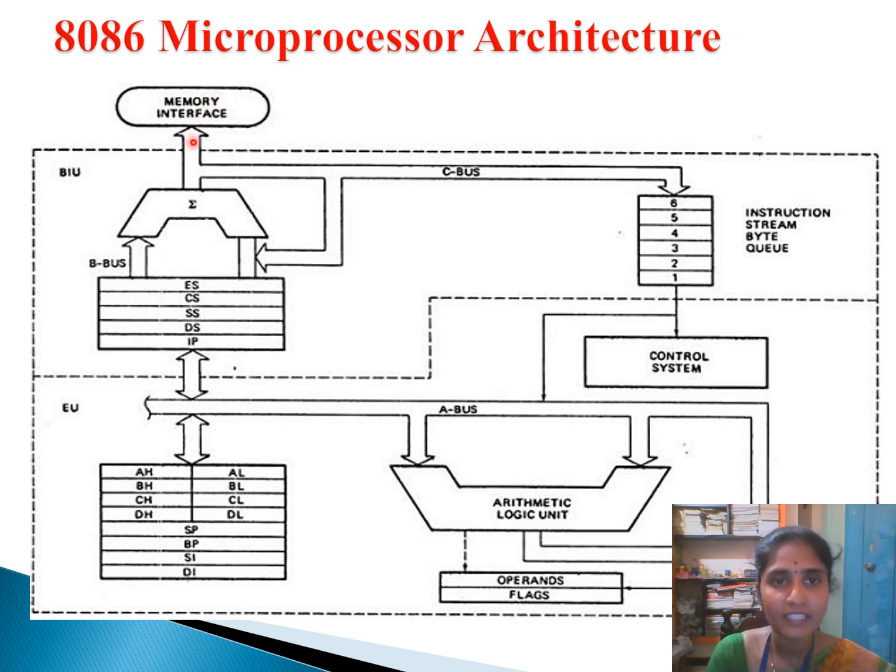After fetching the instruction from memory, it will pass through the C bus, which is called the data bus, to the instruction queue. It stores the instruction in the instruction queue, based on the size of the instruction queue as it fills up. If the instructions in the instruction queue are ready for execution, then they are given to the control system, which resides in the execution unit.